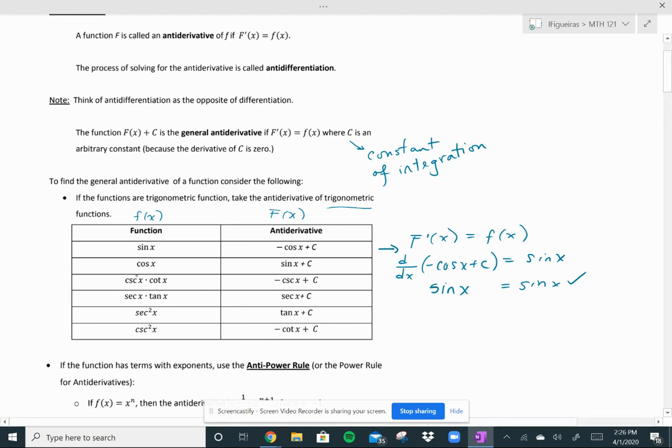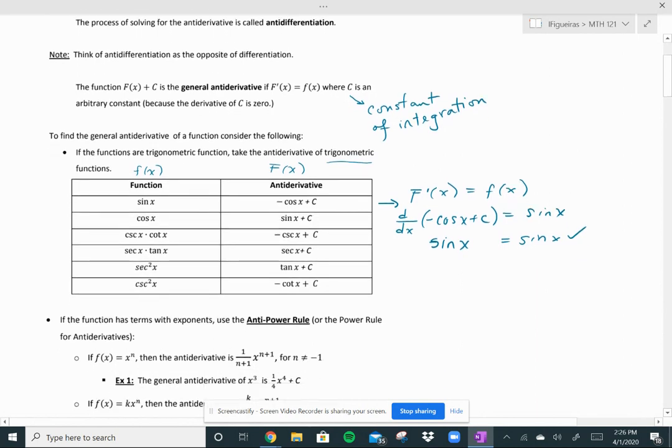Similarly, the antiderivative of cosine is sine of x plus c. The antiderivative of cosecant of x cotangent of x is negative cosecant of x plus c. The antiderivative of secant of x tangent of x is secant of x plus c. The antiderivative of secant squared is tangent of x plus c. And the antiderivative of cosecant squared of x is negative cotangent of x plus c. So all of those derivative rules that you learned in the past, you're basically looking at from the opposite direction with antiderivatives.